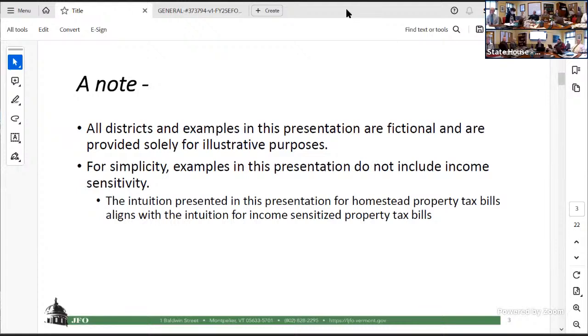How are you using the word intuition? In the sense that when we think about the calculation of a homestead property tax rate and how it's adjusted by district-level spending, the same adjustment factor is applied for income. Helps.